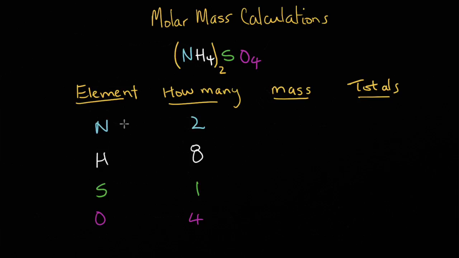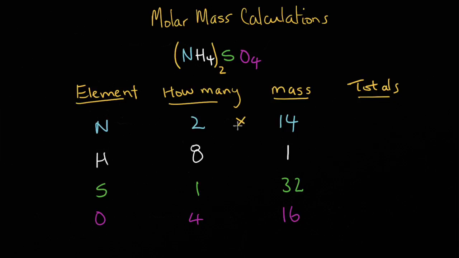Okay, the mass of nitrogen approximately is 14. The mass of hydrogen is approximately 1. The mass of sulfur is approximately 32, just using whole numbers. And the mass of oxygen is approximately 16. Okay, so the next step is to multiply all these numbers to give us totals.